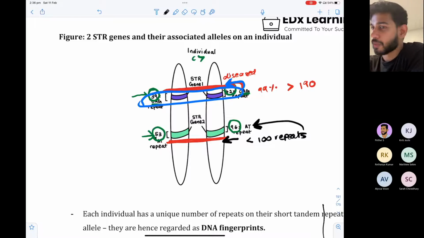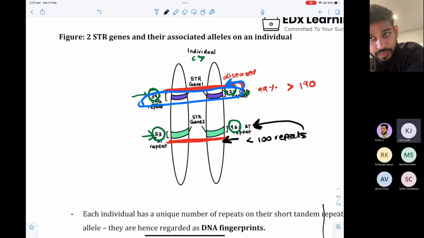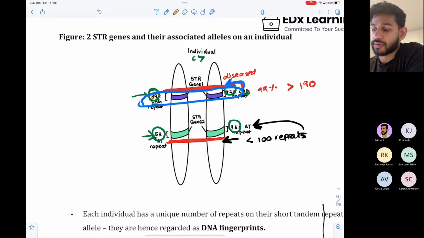Good, Kriti, question? Why does each gene have a different number of repeats that it must have to have a disease? Yeah, very good. So first thing to know is that these numbers that are inherited are completely random. That's why we've given different numbers for each allele. Some people could have 60 repeats on both alleles.